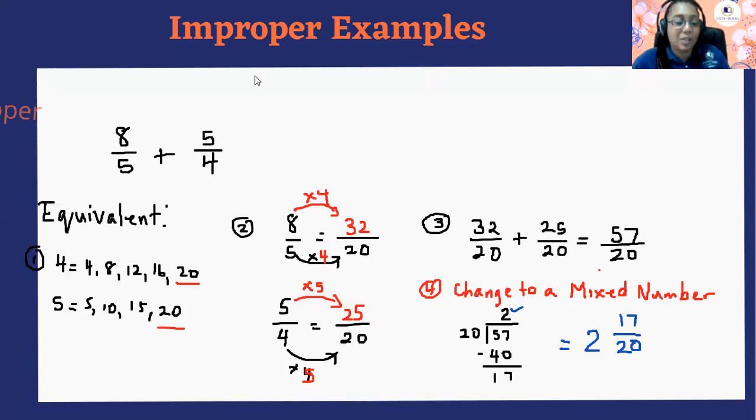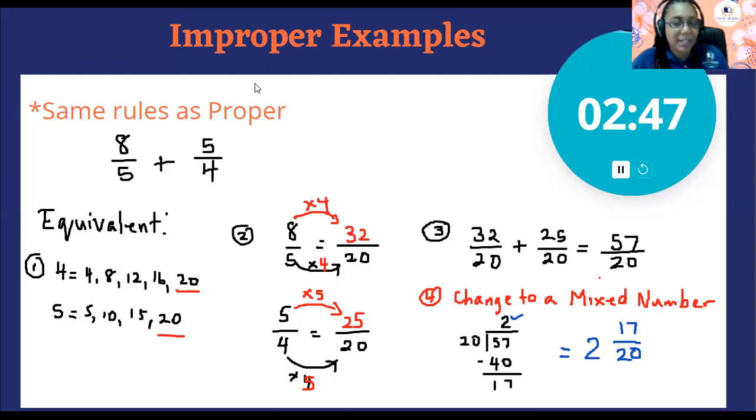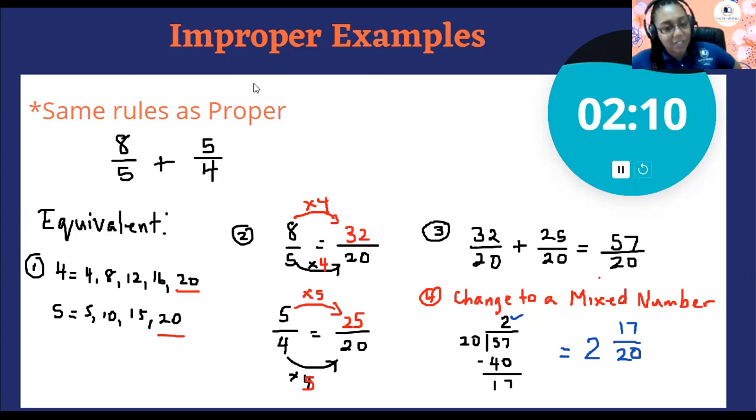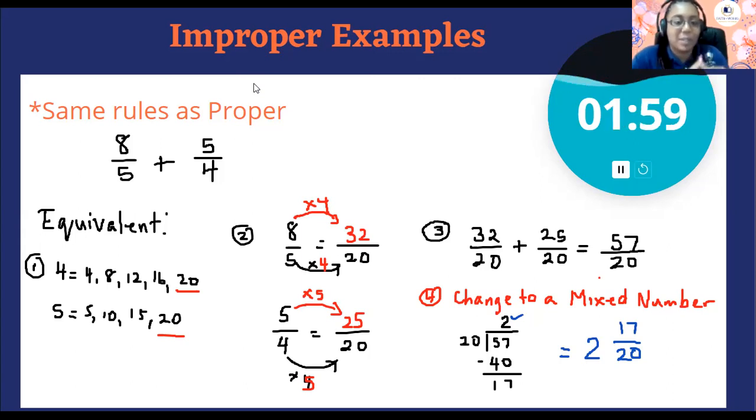All right, so you're taking down this, right? We're adding improper fractions. So we have 8/5 plus 5/4. We're going to use the equivalent method because that's the easiest one. So we found a common multiple, and that is 20. So we're going to change each of these denominators into an equivalent fraction where 20 is the new denominator.